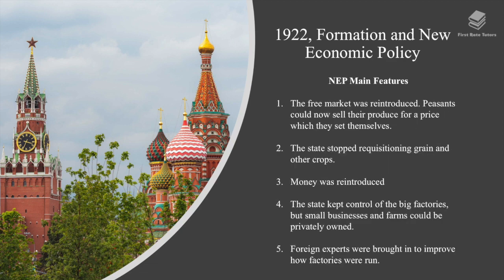The main features of the New Economic Policy included: the free market was reintroduced. Peasants could now sell their produce for a price which they set themselves. The state stopped requisitioning grain and other crops. Money was reintroduced. The state kept control of the big factories, but small businesses and farms could be privately owned. Foreign experts were brought in to improve how factories were run.